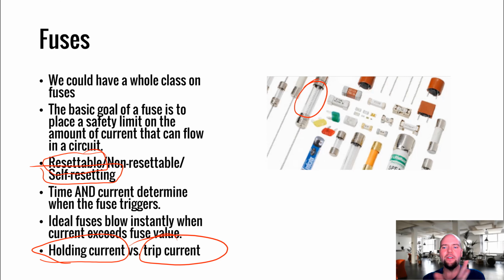And there's kind of this gray zone in the middle. You can be over current, above your holding current, but not quite high enough to trip, and you're just kind of pushing it a little bit. That's why sometimes you can get away with drying your hair and making a smoothie. It should trip, but it doesn't actually trip the fuse sometimes. It kind of varies.